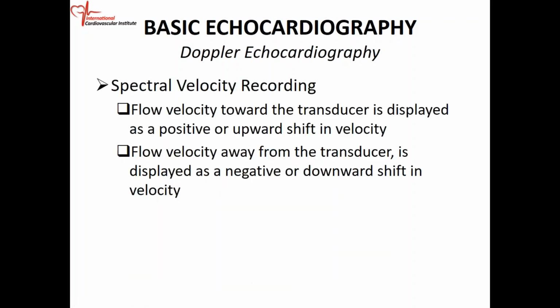All right. So when we look at our spectral velocity recording, if there is flow towards the transducer, it's going to give you a spectral display above the baseline. So if blood is flowing towards the transducer, the ultrasound probe, you're going to get a spectral display above the baseline. That's a positive or upward shift in the velocity. Flow velocity away from the transducer is displayed as a negative or downward shift in the velocity.